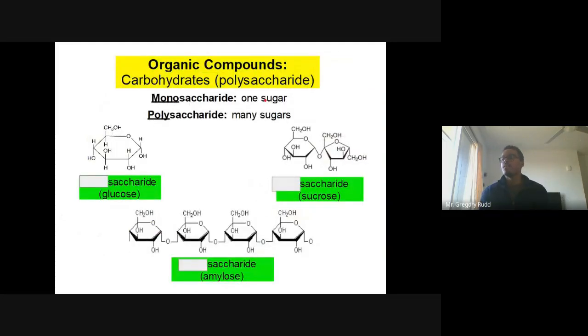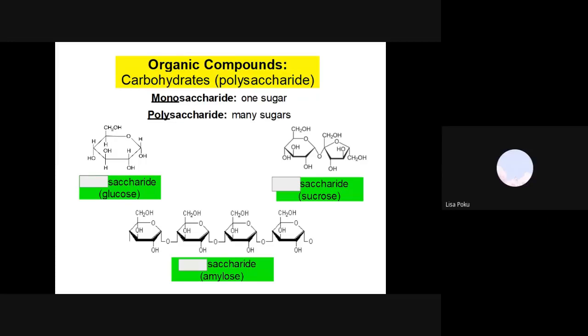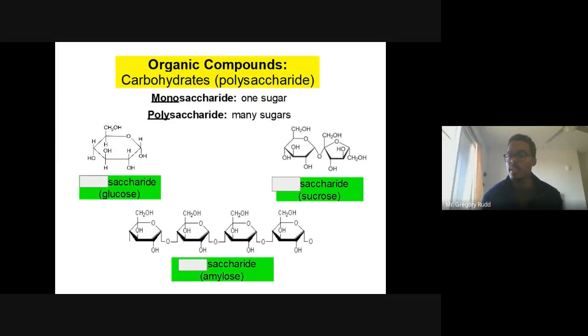Okay. So again, using our prefixes, let's see if we can come up with the name or names of these compounds. So I only have one ring here, one 6-carbon ring. So what's the name of this organic compound if there's only one? It should be a blank saccharide. If there's only one, then what should it be? Mono. Mono, good. Thank you, Lisa. And I see, Michelle, you said the same thing. So this is a monosaccharide.